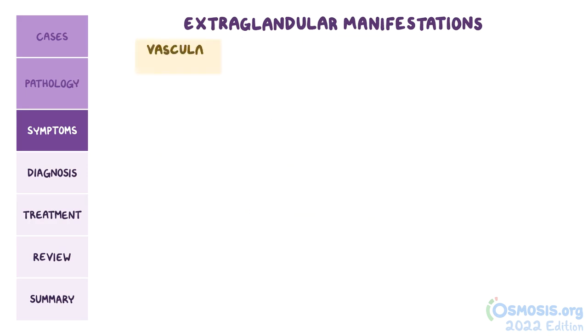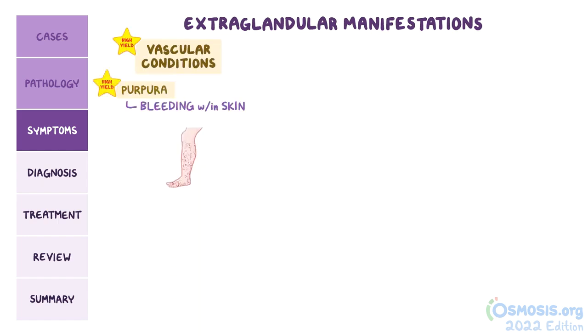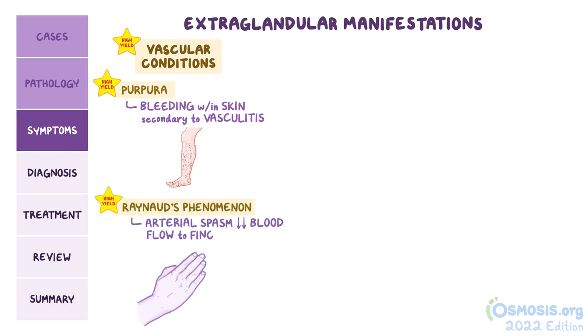There can also be vascular conditions like purpura, which occurs due to bleeding within the skin secondary to vasculitis, or Raynaud's phenomenon, which is where arterial spasms reduce blood flow to the fingers for a few minutes at a time. The fingers turn white and then blue, often with numbness or pain, and then as blood flow returns, the fingers turn red.